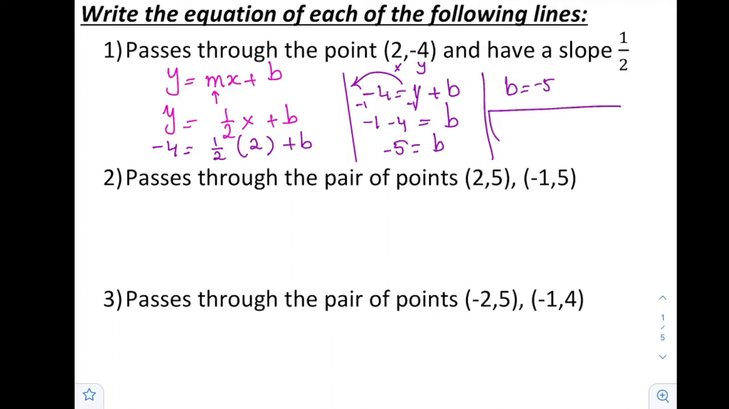And then you need to write the equation: y equals, the slope you have is half, of x plus the b, which is minus 5. This is the equation that we are looking for.